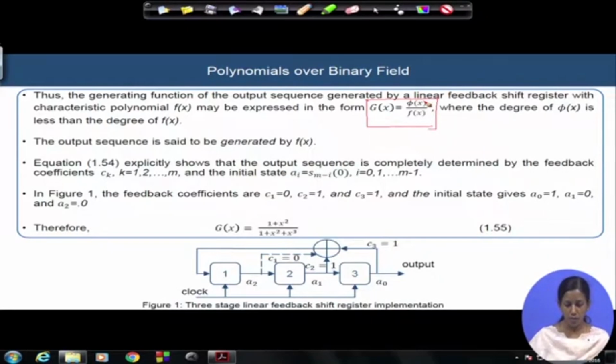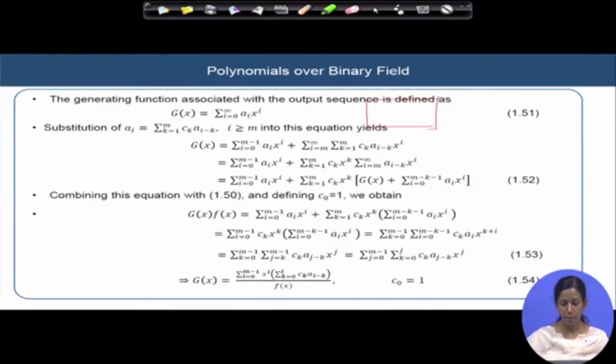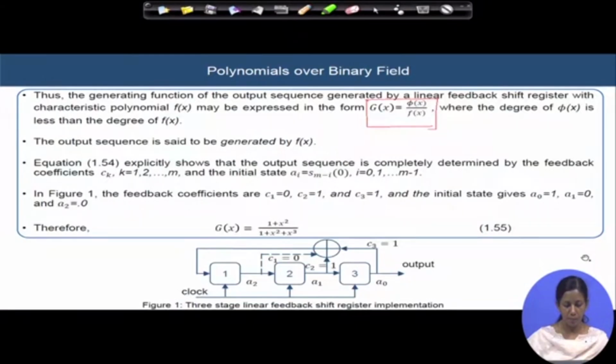Now, this equation that we have shown in the last slide, 1.54, what does it clearly indicate? It clearly indicates that the generating function, which is generating the output as well, is completely describable by your c_k values, that means the feedback coefficient logic, and also the initial conditions. And we will take a good example to find out how it goes with a practical example.